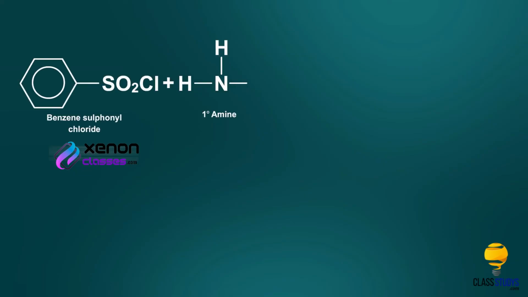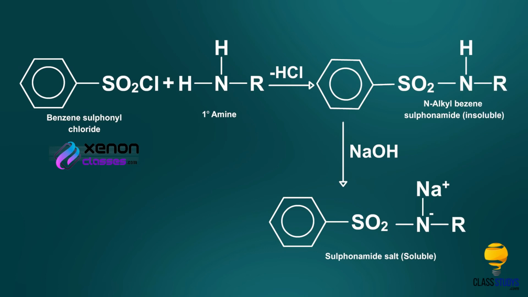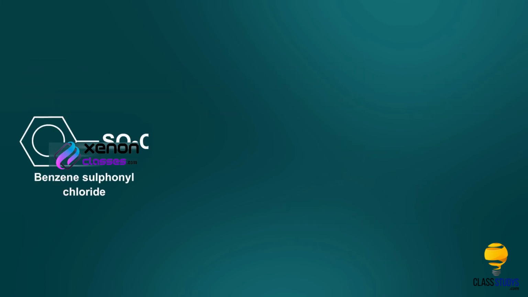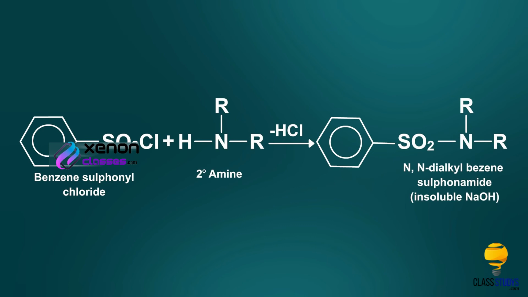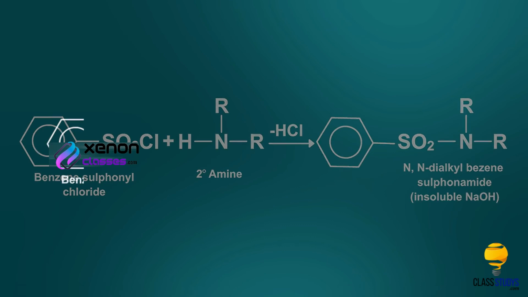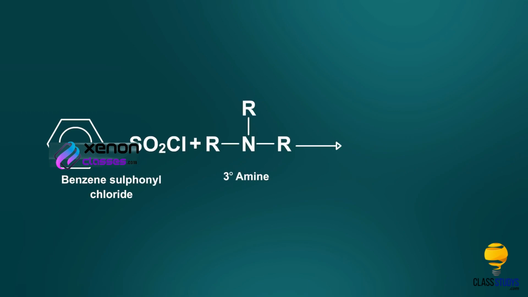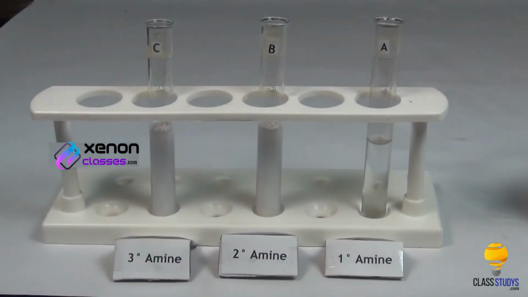Primary amine reacts with sodium hydroxide and benzene sulfonyl chloride to form soluble sulfonamide salt. Secondary amine reacts with sodium hydroxide and benzene sulfonyl chloride to form insoluble sulfonamide. Tertiary amine will not react with benzene sulfonyl chloride, but it is insoluble in sodium hydroxide.